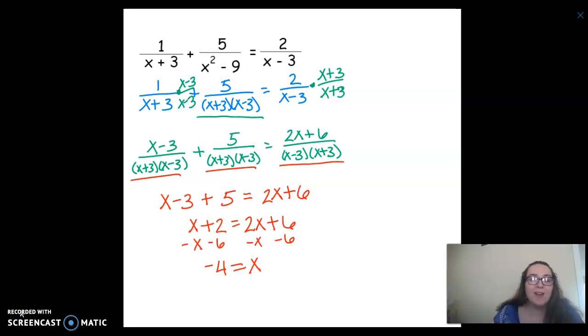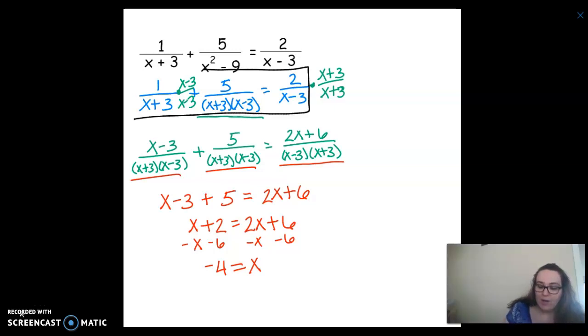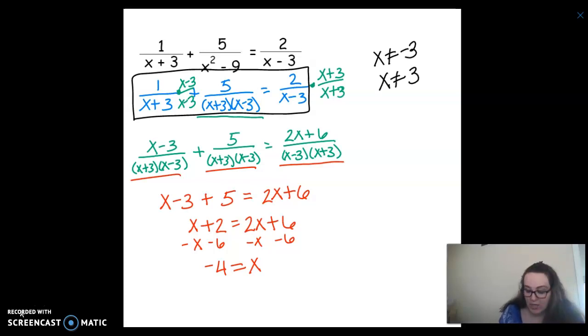Now I did it again, I forgot to say what x cannot be. So if I come up here to the beginning where I had everything factored out, and I ask what x cannot be, well, x cannot equal negative 3, and x cannot equal positive 3. As you can see, I got negative 4, so that is my solution, because the values that x cannot be were 3 and negative 3.